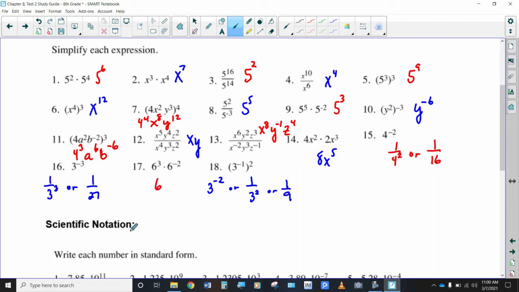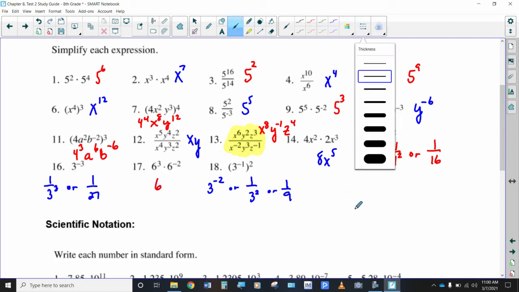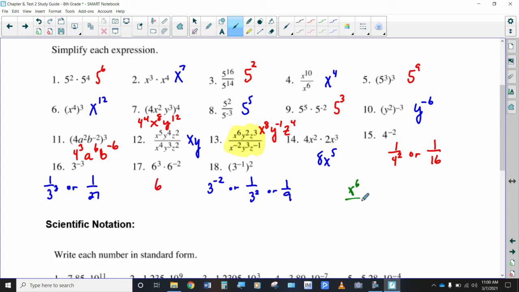These guys in here tend to be the trickiest, and you just have to separate them into their individual parts. So you're going to have your x to the 6th over x to the negative 2nd. You're going to have your y squared over y to the 3rd, and then you're going to have your z to the 3rd over z to the negative 1st. So do the same thing that we did here. Just take each one of these individual problems and solve them.